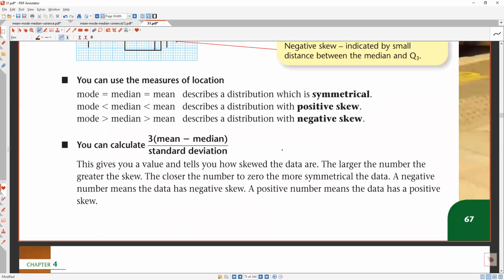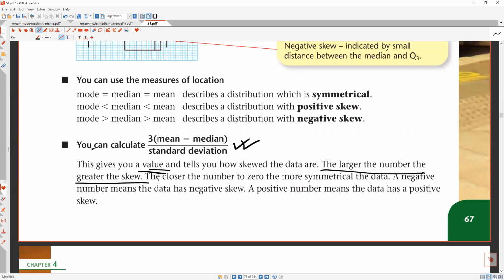And there is this formula. Most of the time this formula is given, but I would still tell you to memorize this. এখানে তুমি যদি 3 multiply by mean minus median divide by standard deviation করো, this gives you a value. Now the larger the number, the greater the skew.